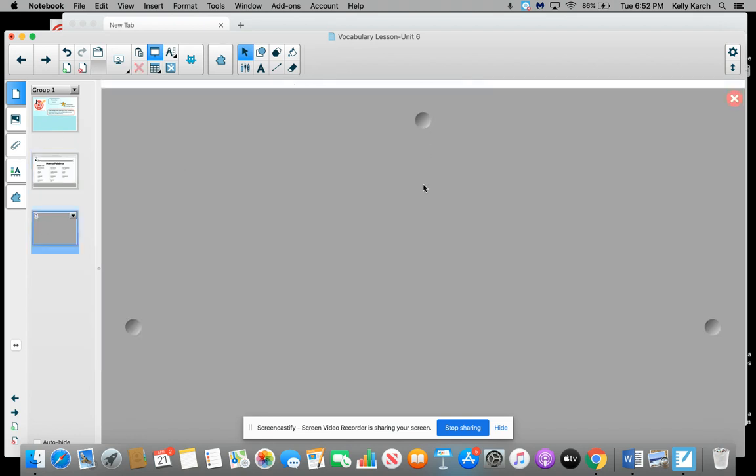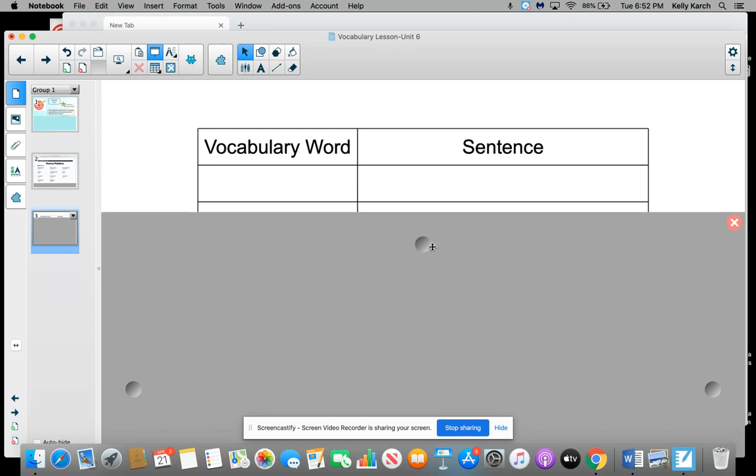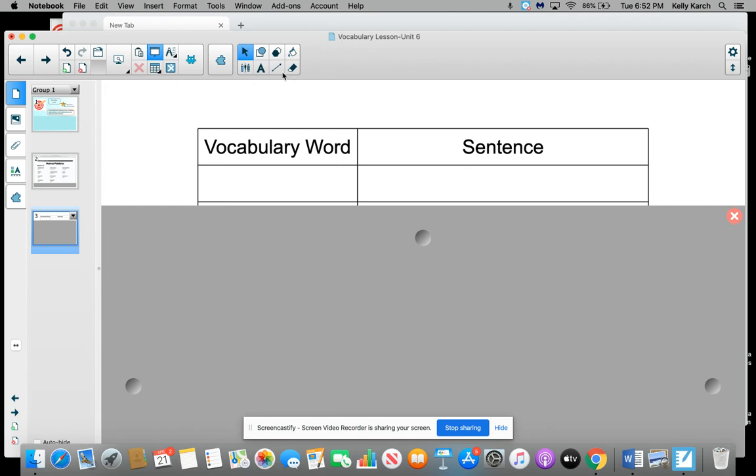Included in this activity, we have a chart where you can write your vocabulary words in both English and Spanish. And then once you have a good understanding of what the word means, you can use the word in a complete sentence. So let's take a look at our first word, adventure, aventura. We can use our color coding system to write the words in English and Spanish.